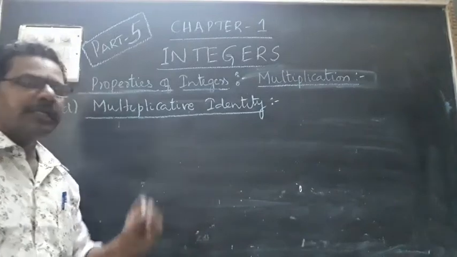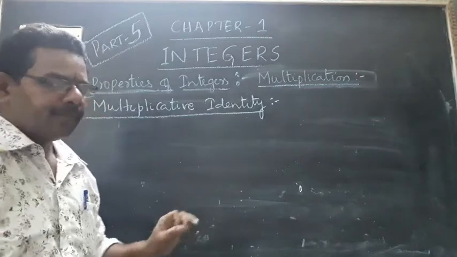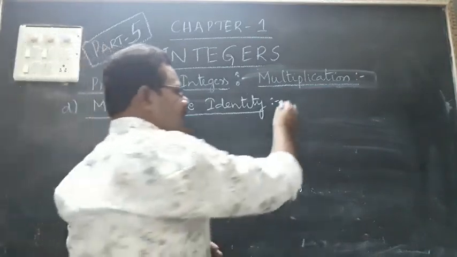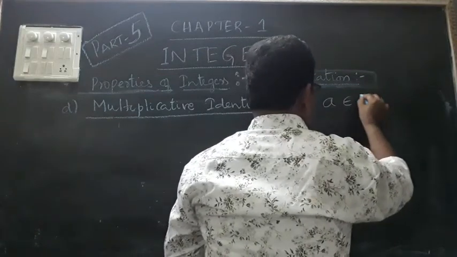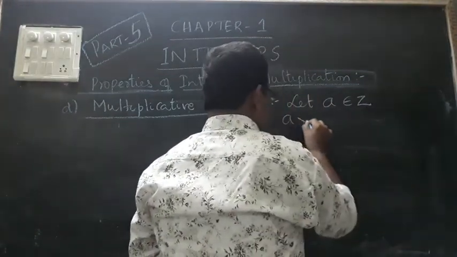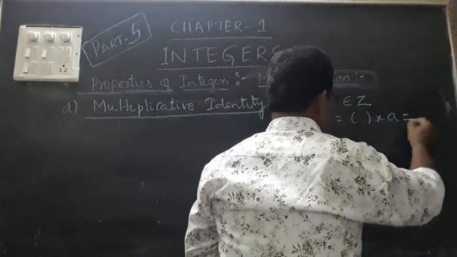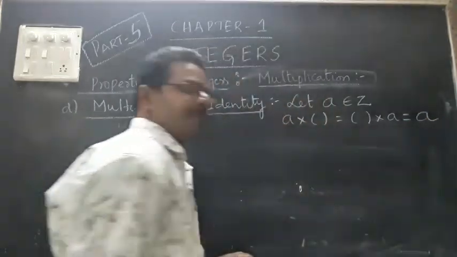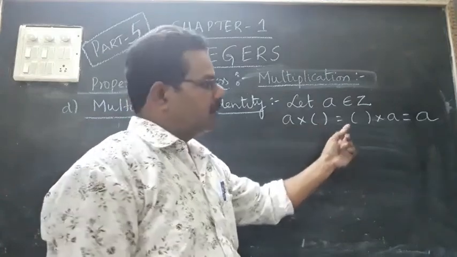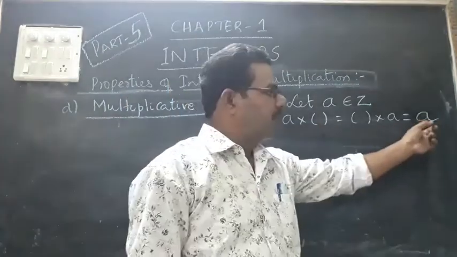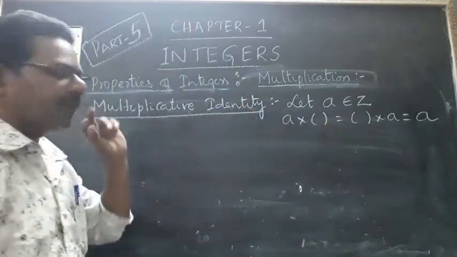So the next property is multiplicative identity. Identity means, I told you, only one number should be there. Let A belong to the set of integers. A should be multiplied with some number, or some number should be multiplied with A, and again you have to get A. We have to get the same number A. Then we can say this number is called the multiplicative identity.